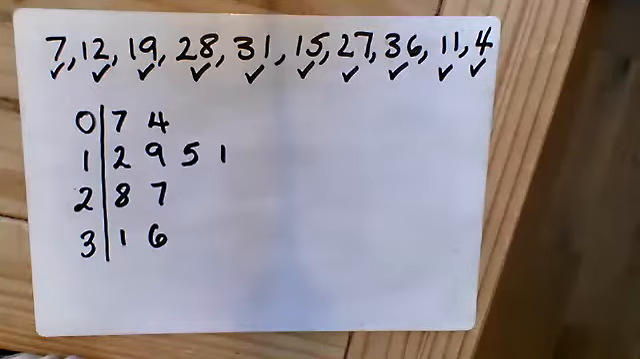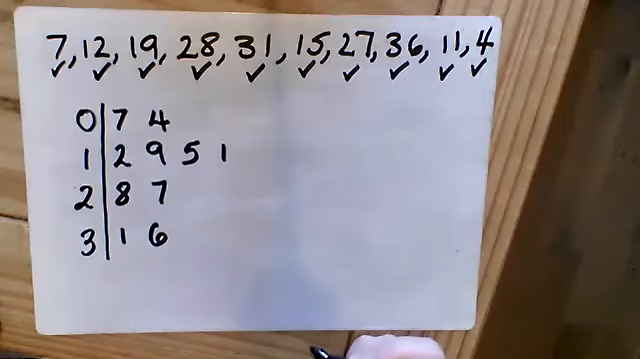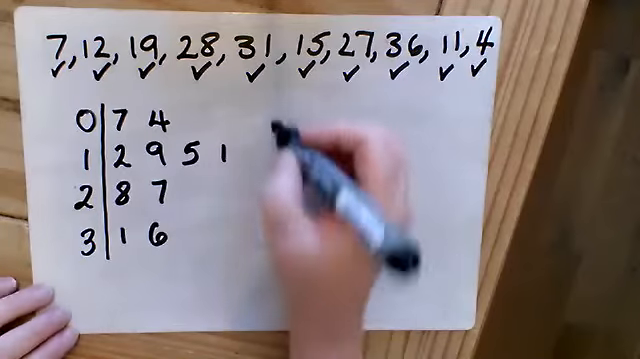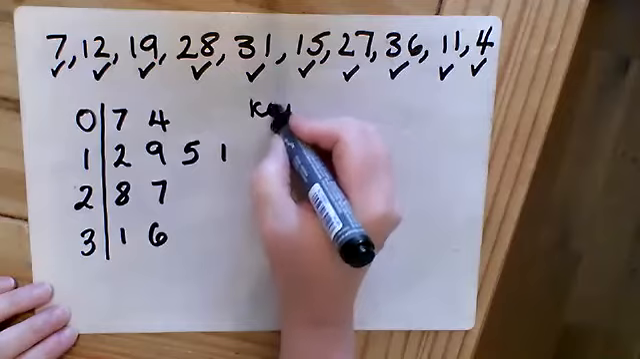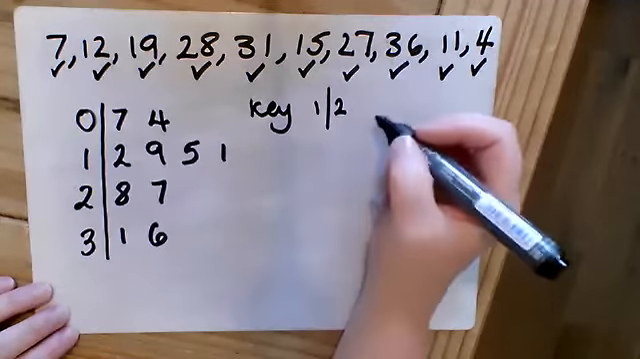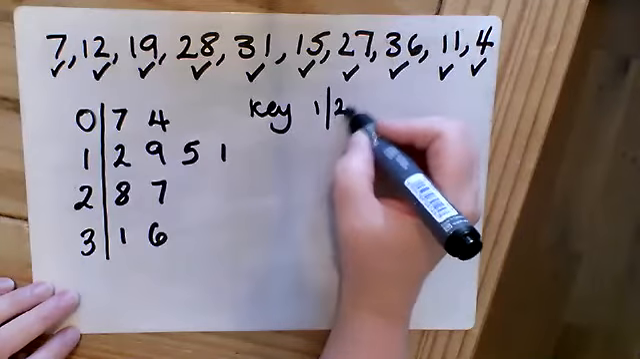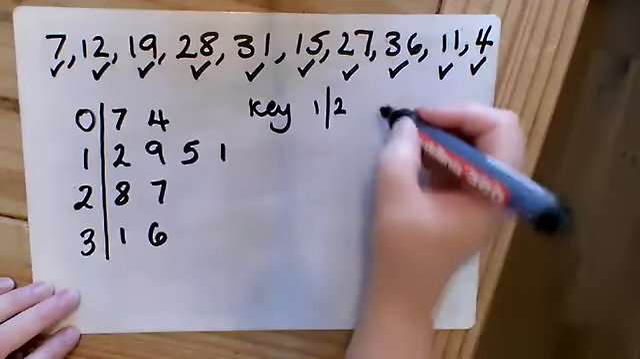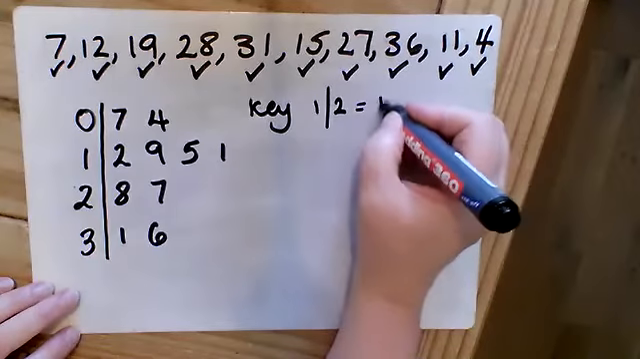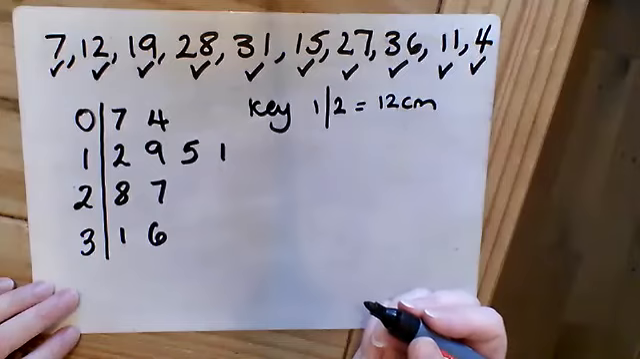So if you're reading a stem and leaf diagram, if it's already prepared for you, you need to remember you need to connect the stem to the leaf. And every stem and leaf diagram needs a key. And in this case, my key will be, and you can just choose any data, doesn't even have to appear there, but the key will be 1 in the stem, 2 in the leaf, and I'm going to say that will equal 12 centimetres or whatever the unit is.